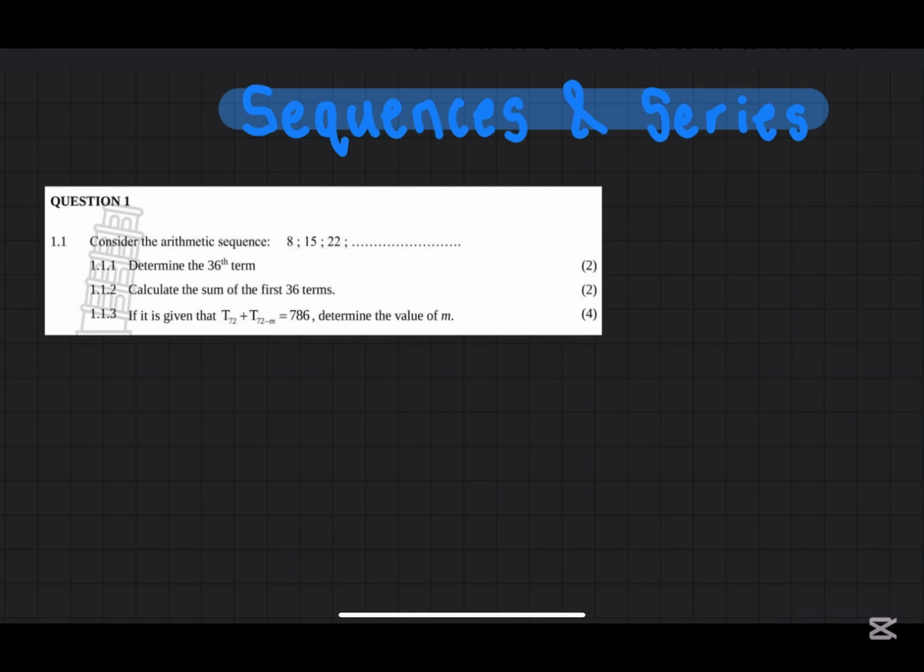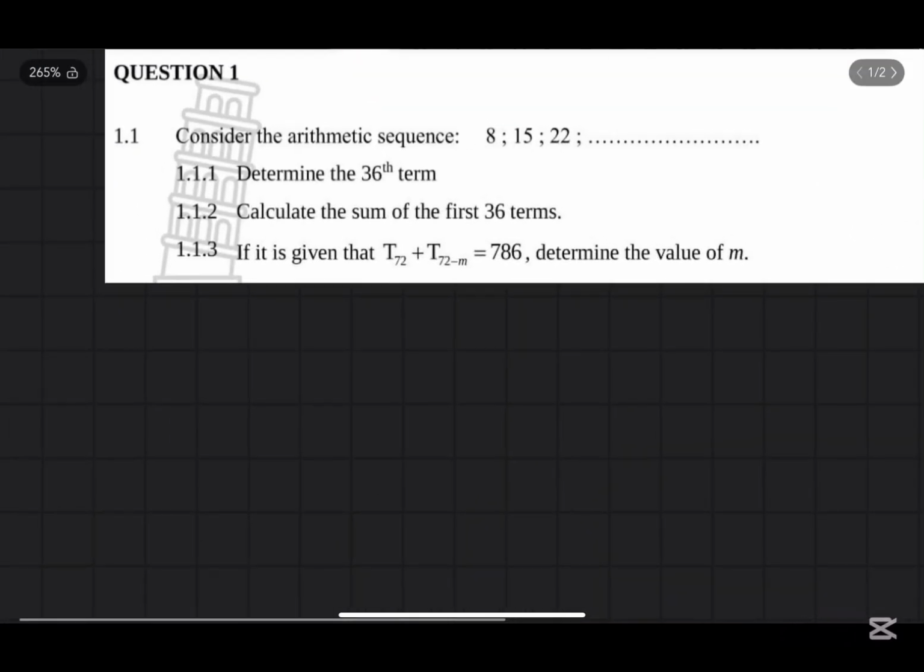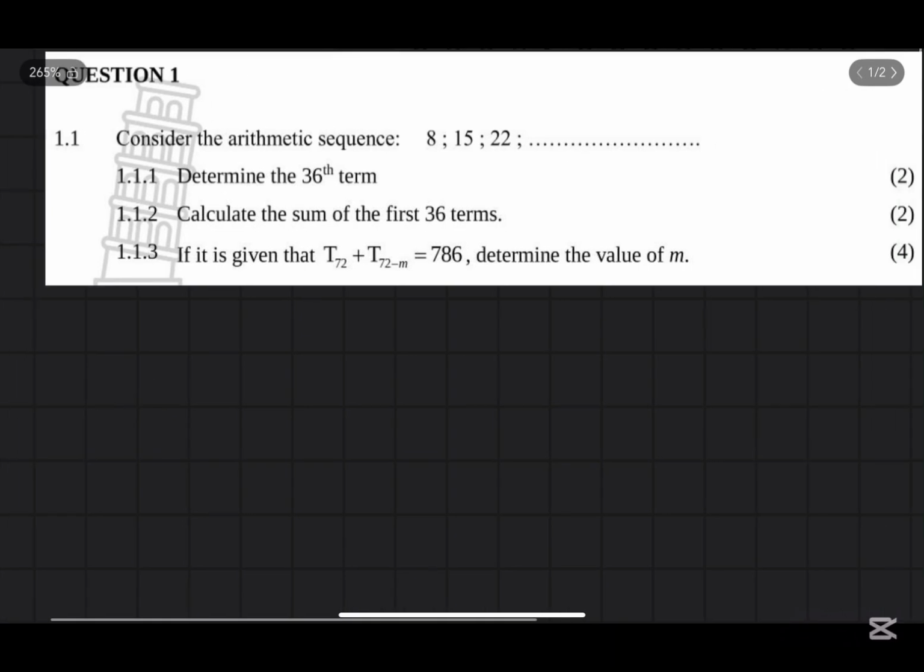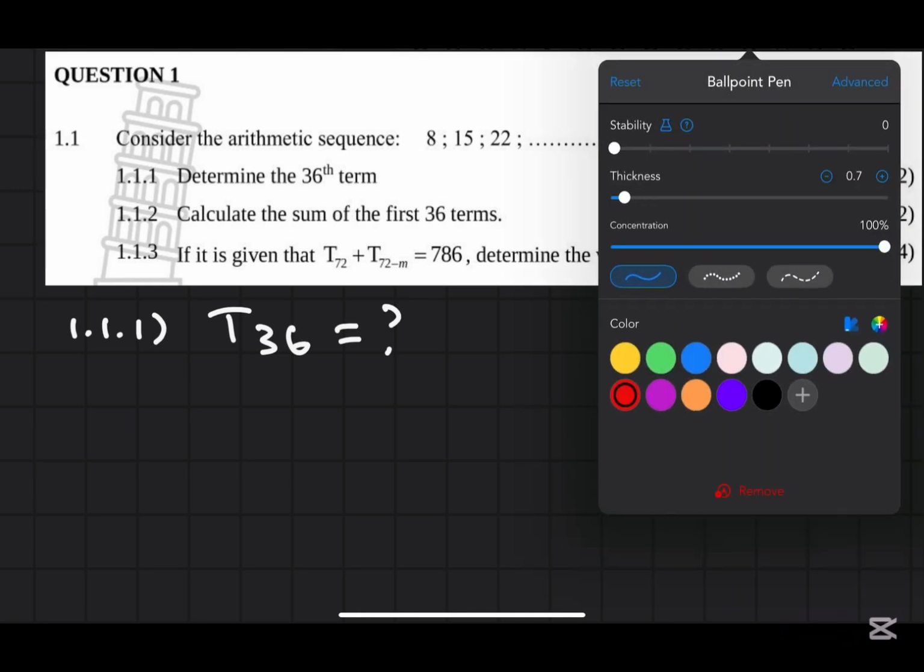Let's look at the question below, right? The question says, consider the arithmetic sequence 8, 15, and 22. Question 1.1.1 says, determine the 36th term. So when we are looking for the 36th term, essentially what they're asking for is T36. And in order for us to answer that, we need to first identify the common difference between the numbers, since we are dealing with an arithmetic sequence.